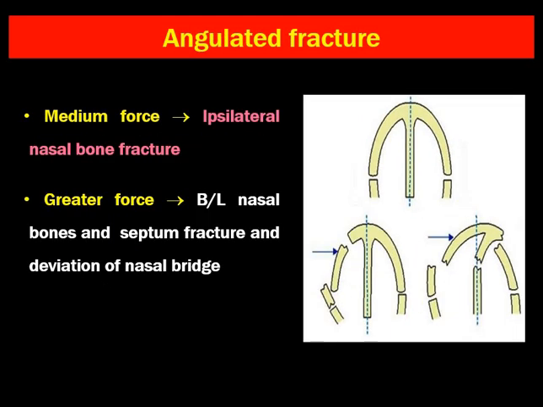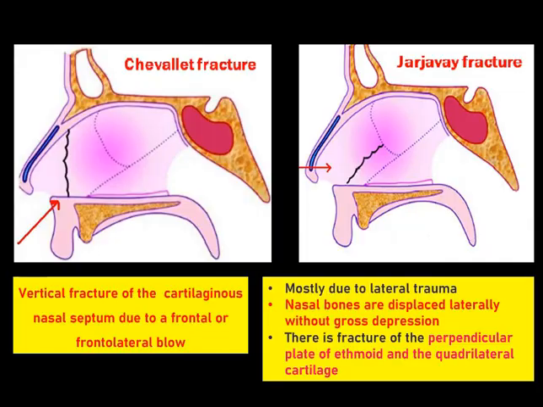Angulated fracture usually occurs due to lateral force. Medium force from the lateral aspect leads to ipsilateral nasal bone fracture, and greater force leads to bilateral nasal bone fracture and septum fracture, which leads to deviation of the nasal bridge. So in this case, there is deviation of the nasal bridge towards one side, and here there is ipsilateral fracture of nasal bone. Greater force leads to crooked nose deformity.